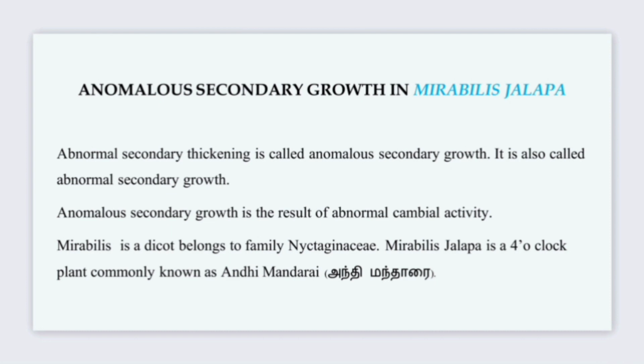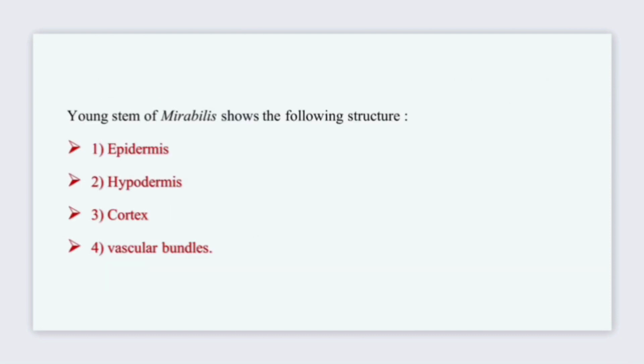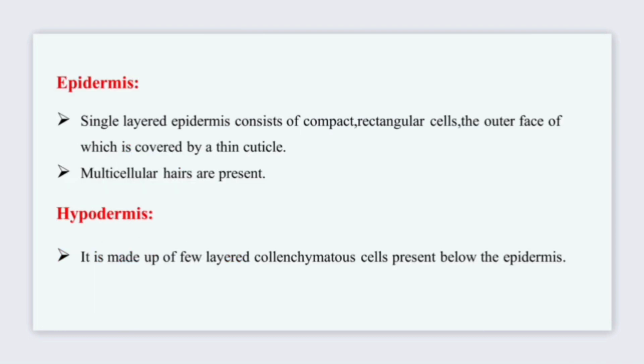Mirabilis is a dicot, belongs to family Nyctaginaceae. Mirabilis jalapa is the four o'clock plant, commonly known as Gulmehandi. Young stem of Mirabilis shows the following structure: 1. Epidermis. 2. Hypodermis. 3. Cortex. 4. Vascular bundles. Epidermis.